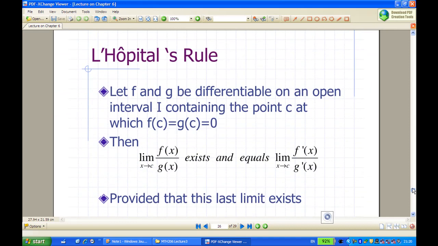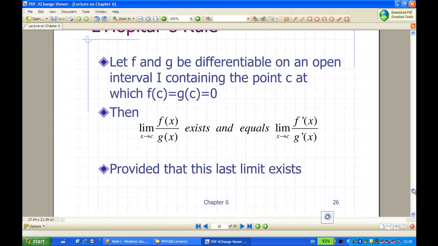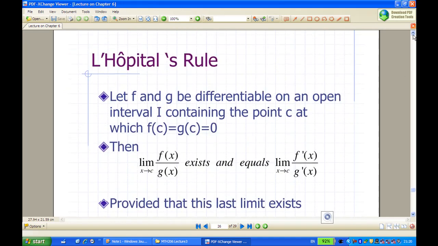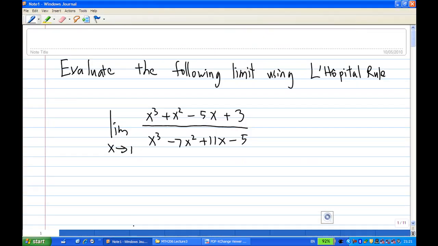In this case, the general statement says that if f and g are differentiable on an open interval containing the point c at which f of c and g of c are equal to 0, and the limit as x approaches c of f of x over g of x exists, then it is equal to the limit as x approaches c of f prime of x over g prime of x, provided that the last limit exists. So understanding this, you can approach the solution of this problem now.